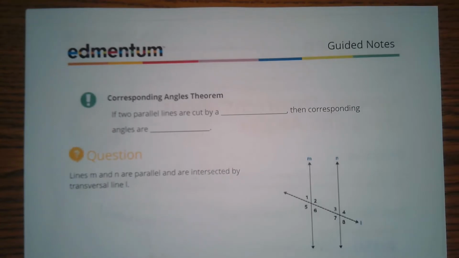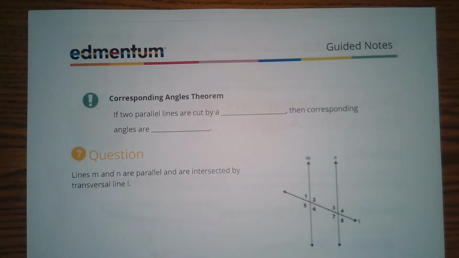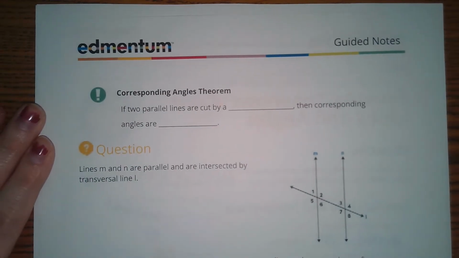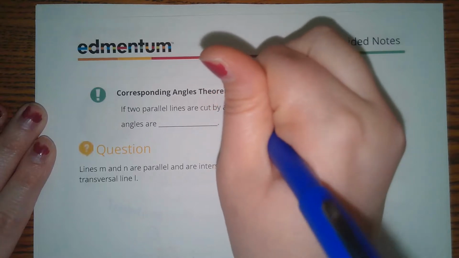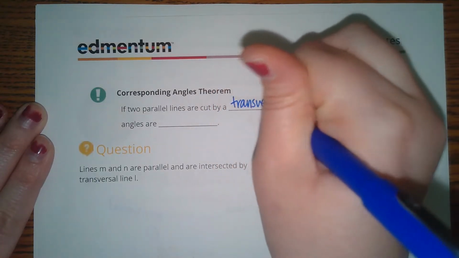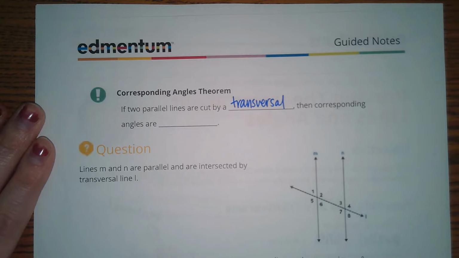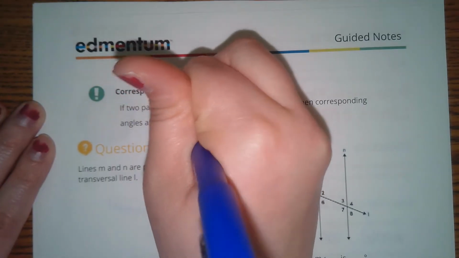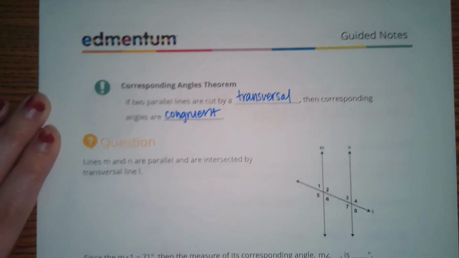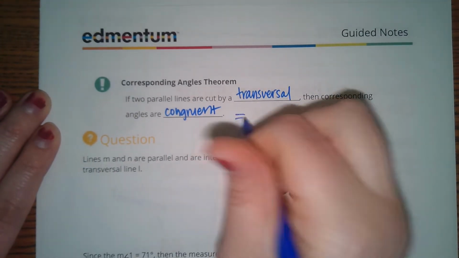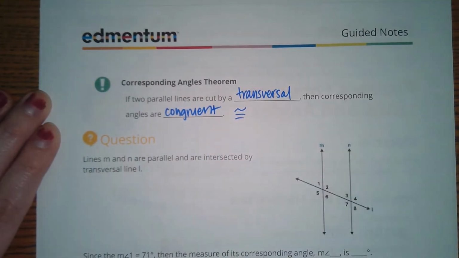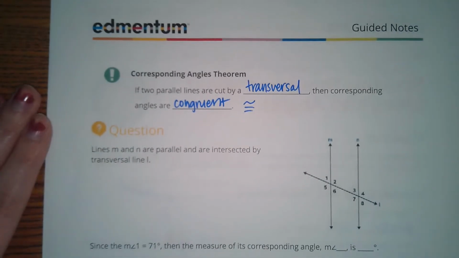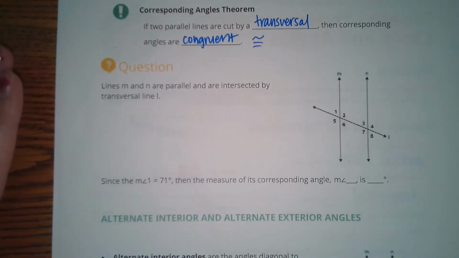So, talking about those corresponding angles, we can do the corresponding angles theorem. The corresponding angles theorem tells us that if two parallel lines are cut by a transversal, then the corresponding angles are congruent. And remember, for congruent, we use that weird little symbol. It looks like an equal sign with a little squiggly on top. That's my congruent symbol.